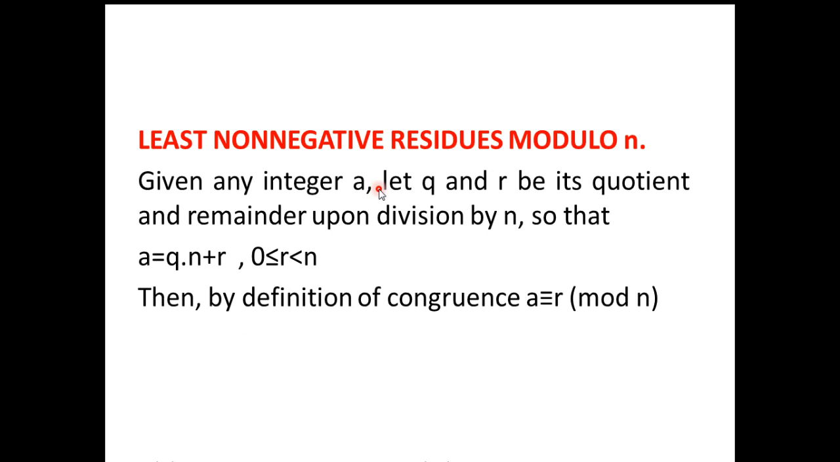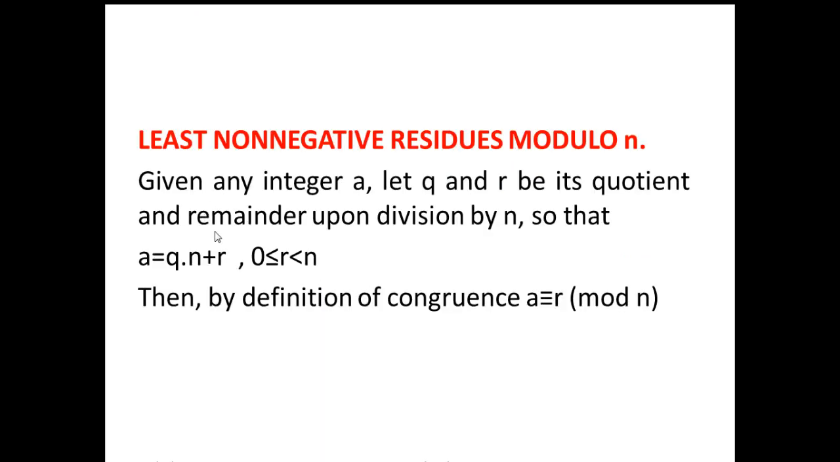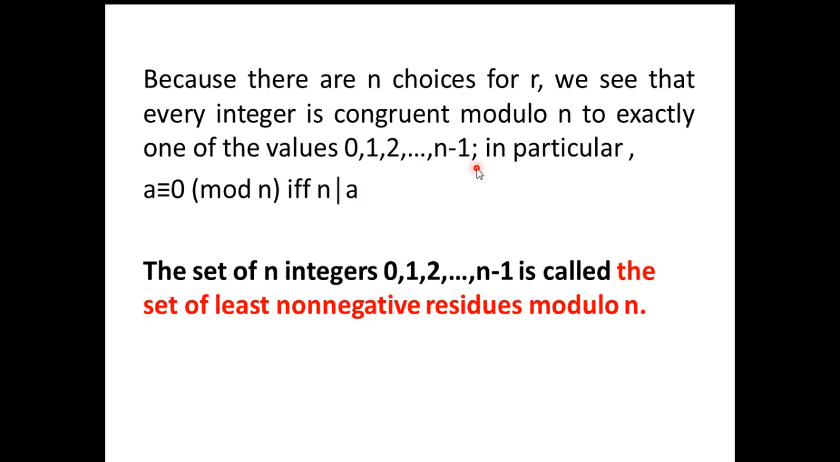Least non-negative residues modulo n. Given any integer a, let q and r be its quotient and remainder upon division by n, so that a is equal to q into n plus r, 0 less than or equal to r less than n. Then by definition of congruence, a is congruent to r modulo n, because if we take modulo n, this part will be 0 and a will be congruent to r under modulo n. Because there are n choices for r, this remainder r has n choices, 0 to n minus 1.